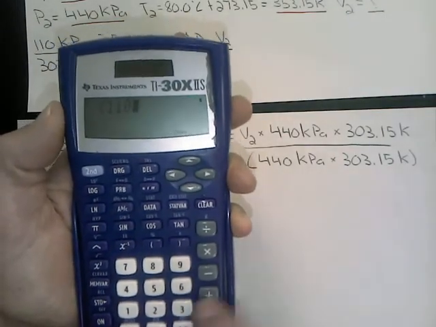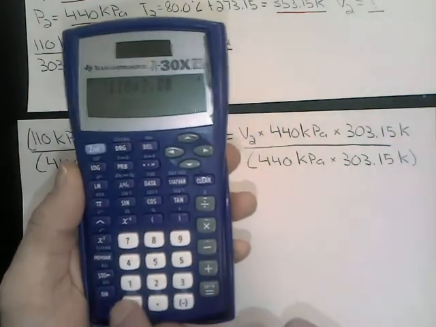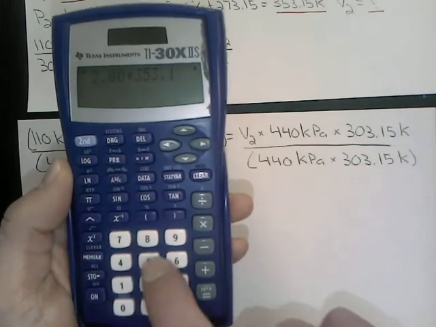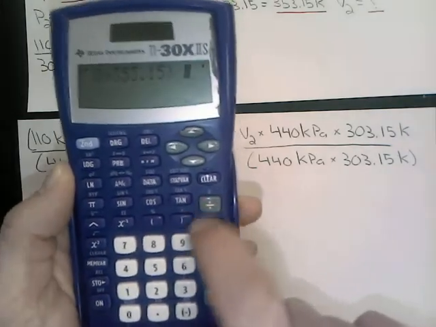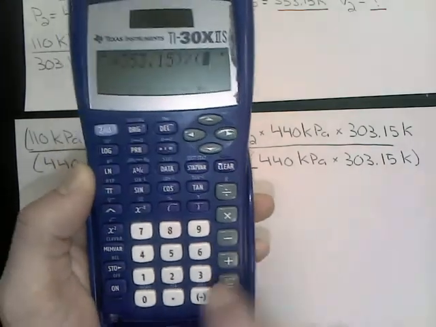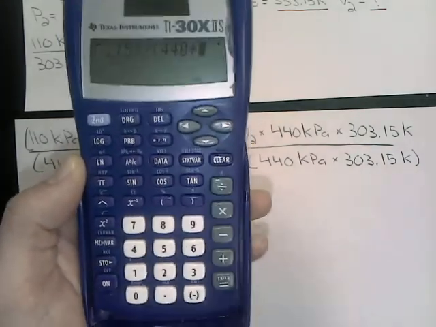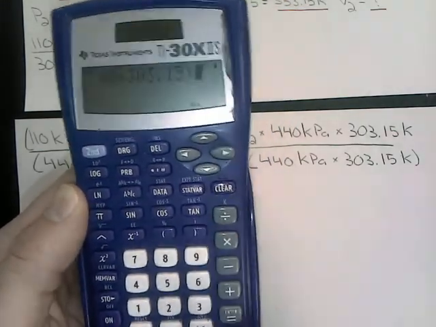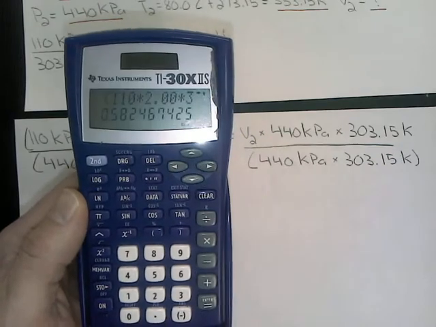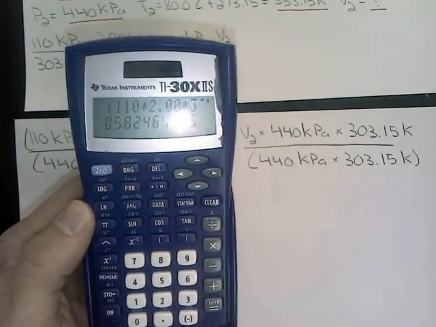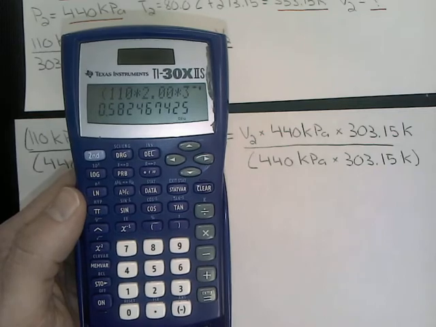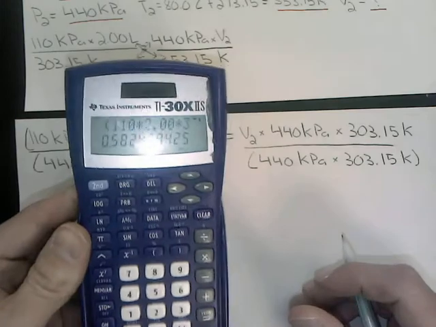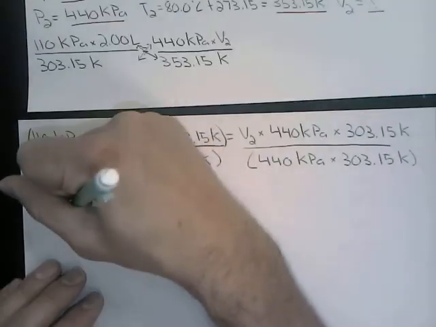So 110 times 2.00 times 353.15, close the parentheses, divide it by, open up a new set of parentheses, 440 times our 303.15, close the parentheses, and I press enter. Now, I am going to round to 2 decimals here. So 0.58 is our value.